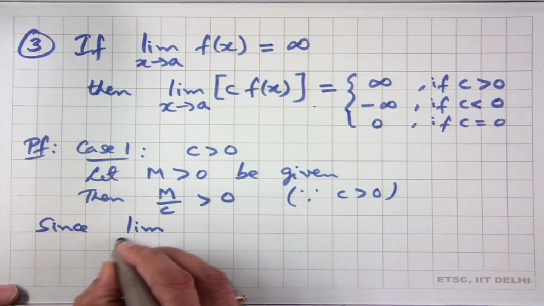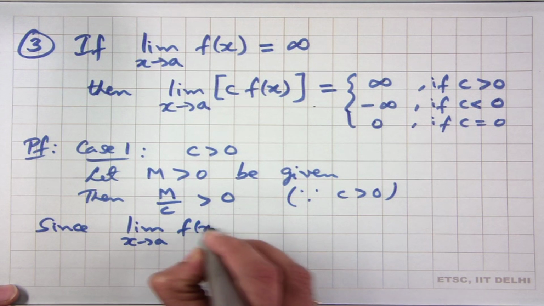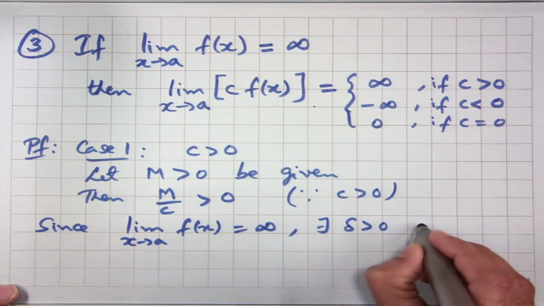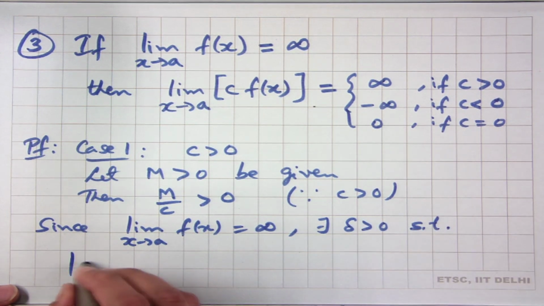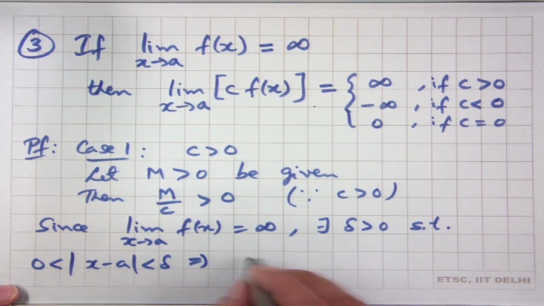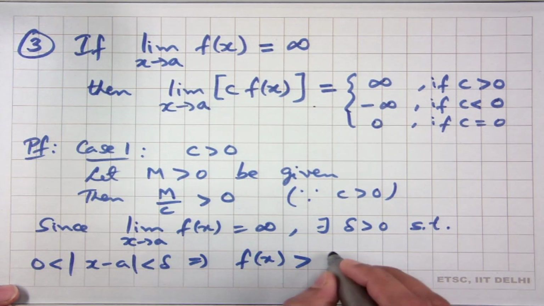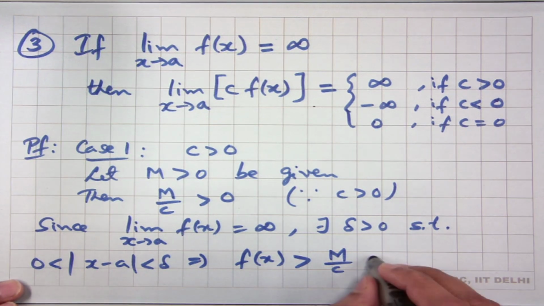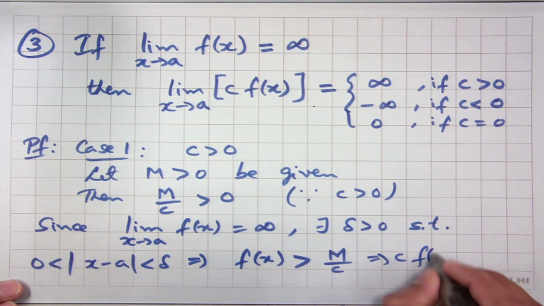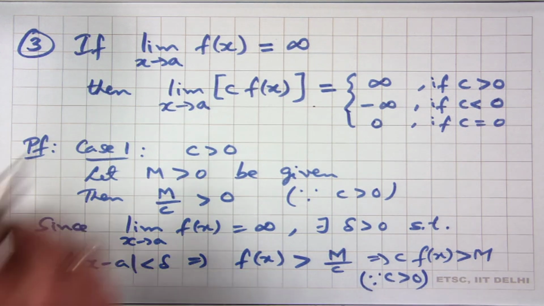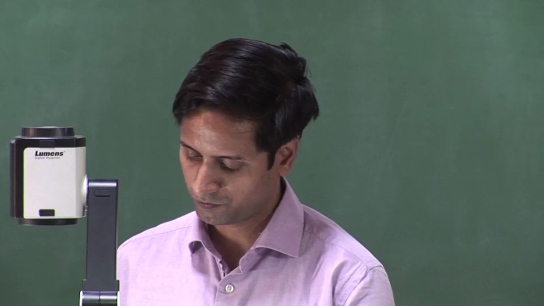limit of f x is infinity, there exists delta positive such that mod x minus a less than delta. This implies that f of x is greater than this number m by c, and this implies c times f x is greater than m, again because c is positive. So, that means that the limit of c times f x is equal to infinity.